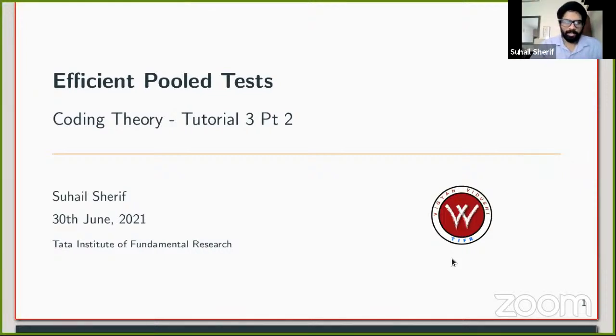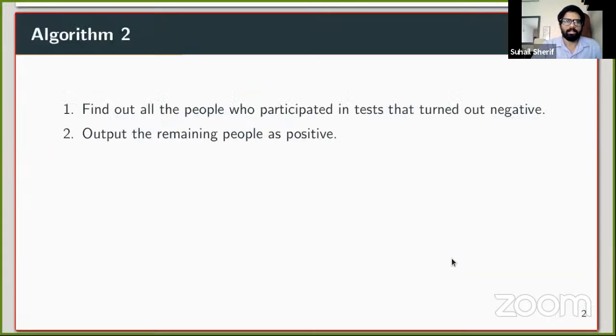So I'm Suhail. I will be continuing in the second part where we're going to analyze this algorithm 2, where everyone is guilty until proven innocent. Algorithm 2 uses some very simple steps. It finds out who has participated in tests where the test turned out to be negative. Anybody who participated in a test that turned out to be negative is obviously going to be negative themselves. If they were positive, then the test would have been positive. So you eliminate all those people, and then whoever is left, you output them as positive, right? This is algorithm 2.